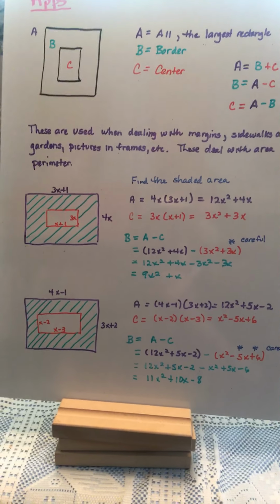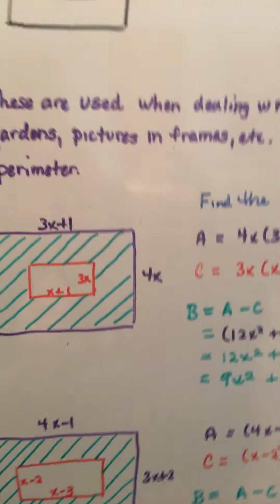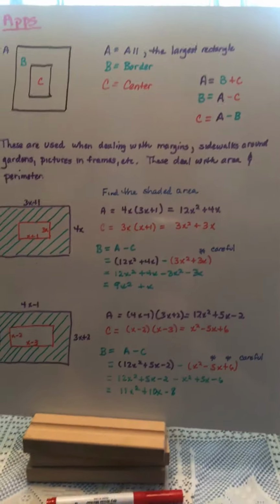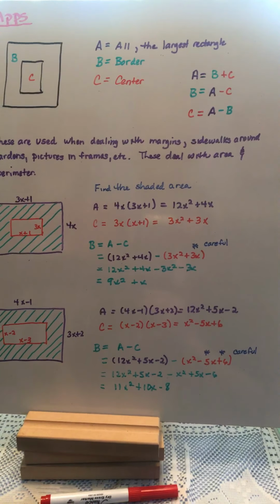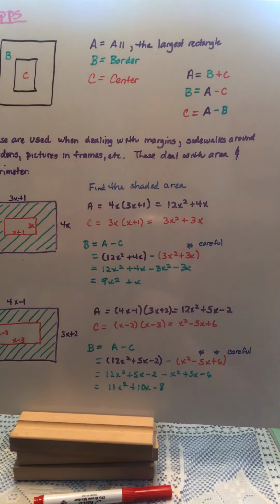And it can be a picture. It can be a swimming pool. It can be a garden. It can just be about anything that they've got going on there. Notice the big rectangle, I say A for all. The stuff in between, I call B for border. I call C the center.